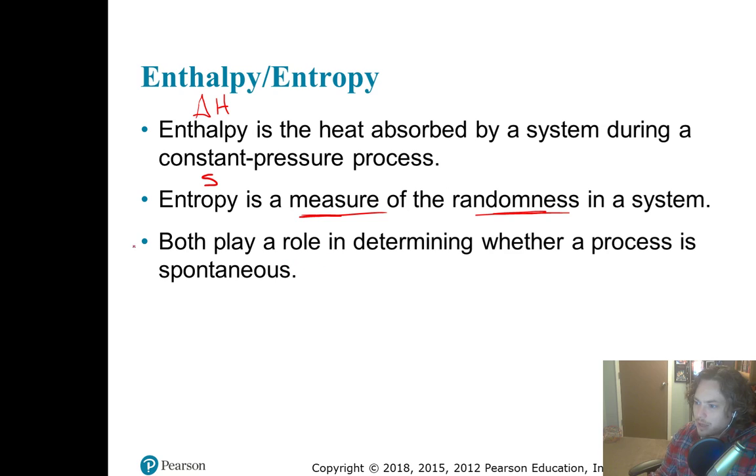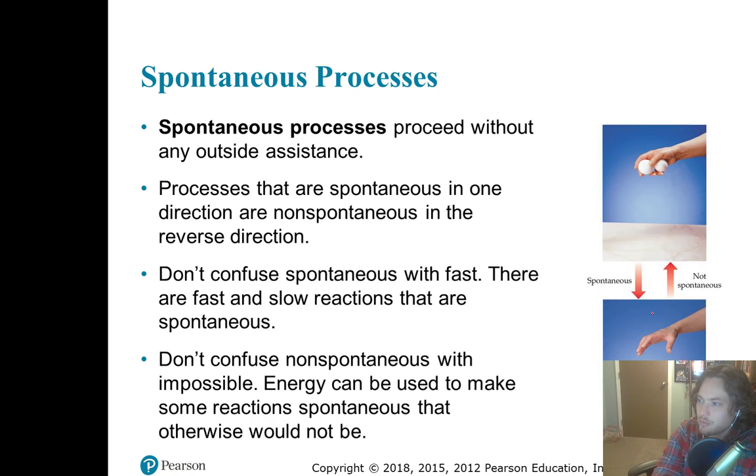Okay, and this third bullet point kind of gives you a sneak peek to what this whole chapter is about. We're using those two values, the entropy and the enthalpy, in order to determine whether or not a process is spontaneous. And specifically, because this is a chemistry class, the processes that we're talking about are chemical reactions, right? So by the end of the unit, your goal is to be able to use entropy and enthalpy in order to figure out whether or not a chemical reaction is spontaneous or not. Okay, well, what does it mean to be spontaneous? So that's kind of what we're at here.